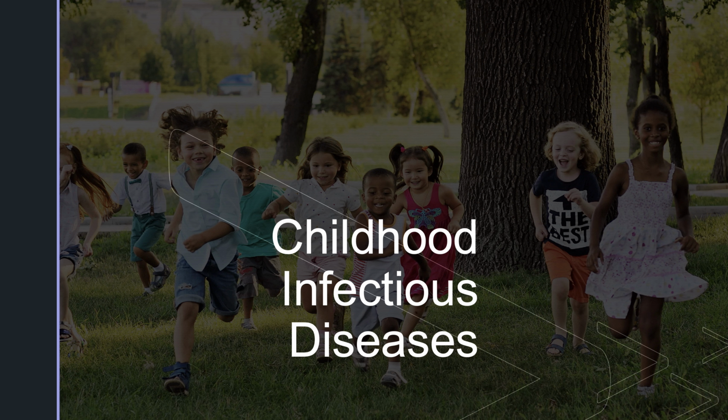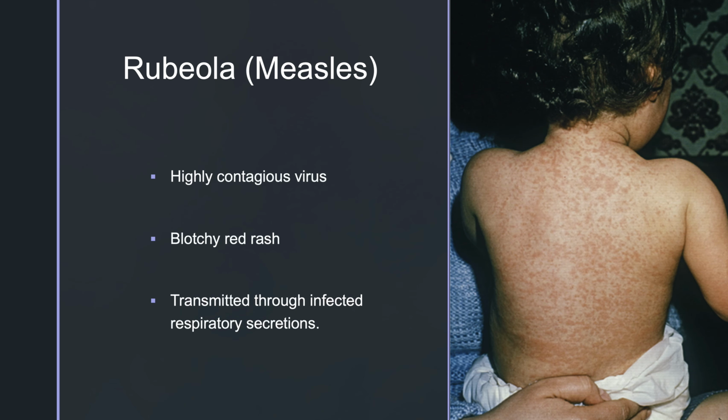Now let's run your calendar back a little bit and talk about infectious diseases that are more prevalent with children. First up is measles, a highly contagious virus causing a telltale blotchy red rash, and primarily transmitted through respiratory secretions.